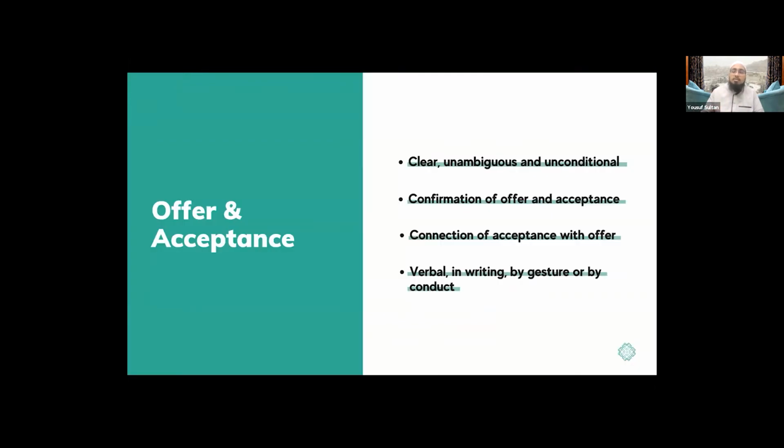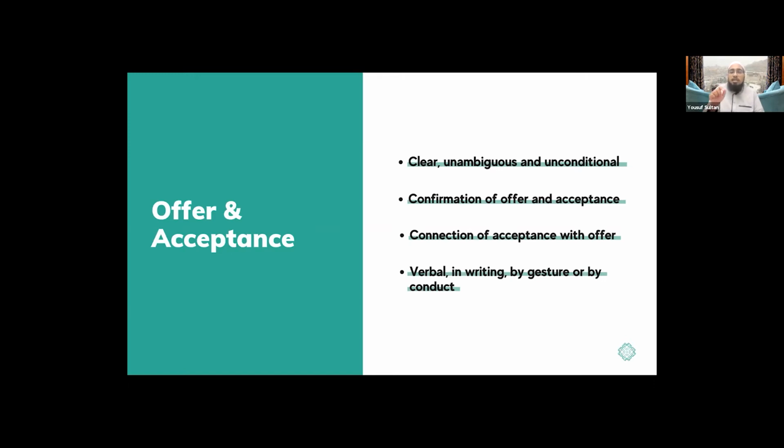Now, for offer and acceptance, those are the requirements. It has to be clear, right? It has to be unambiguous and unconditional. So I'm offering to sell my car, right? Which car? If I have 10 cars, this is the car. This has to be clear, and the offer has to be clear. Like I want to sell, I want to buy. The expression has to be clear, unambiguous, and unconditional. It shouldn't be like, okay, I want to sell my car if today there is rain, for example. No, it wouldn't work. It has to be unconditional.